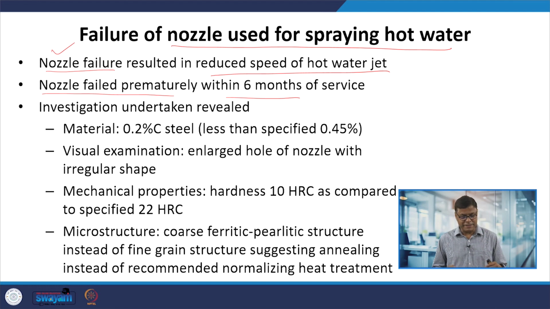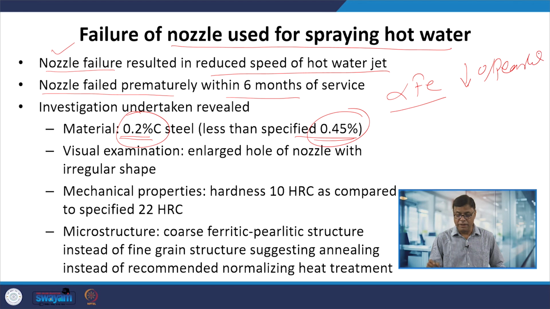So, when the investigation was conducted, it was found that steel had lesser carbon content than the specified. This was one. So, incorrect incoming raw material. The steel composition was analyzed through spectroscopy and it was found it had lesser carbon content than the specified 0.45%, which means this would have a high proportion of ferrite and very less proportion of pearlite, as compared to the one which would be there in the 0.45% carbon steel.